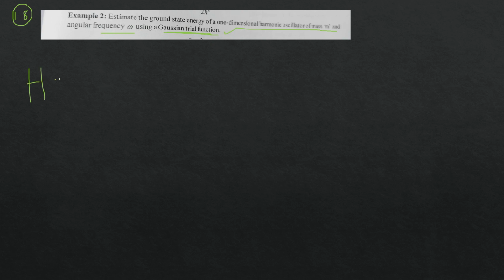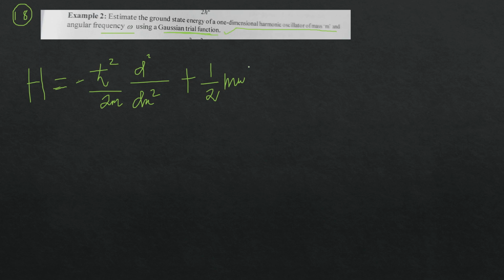We know the Hamiltonian of a one-dimensional harmonic oscillator. The Hamiltonian is minus h cut square by 2m d square by dx square, plus half m omega square x square. This is the Hamiltonian for the one-dimensional harmonic oscillator.